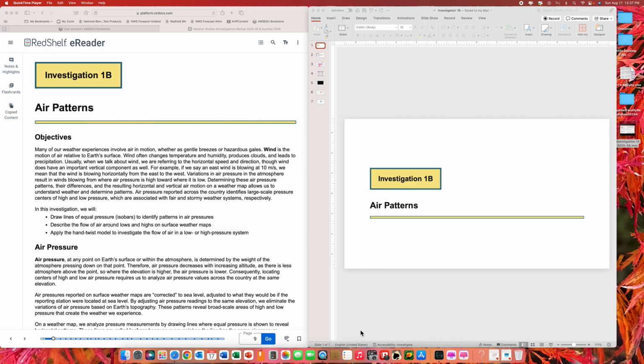For investigation 1B, which is called air patterns, which is kind of an innocuous term for what we're going to be discussing here in this video and in the investigation. This investigation is really going to focus on the pressure of the atmosphere at the Earth's surface, how pressure varies across the Earth's surface, and what that ultimately is going to mean in terms of our winds.